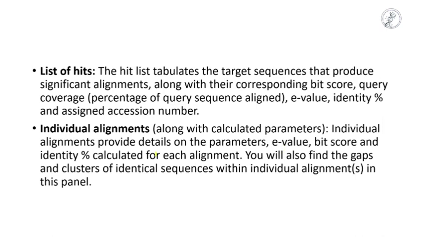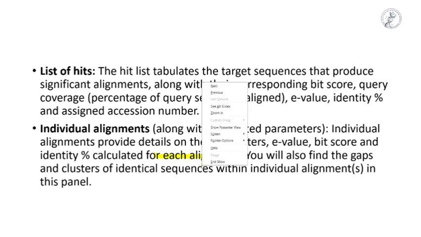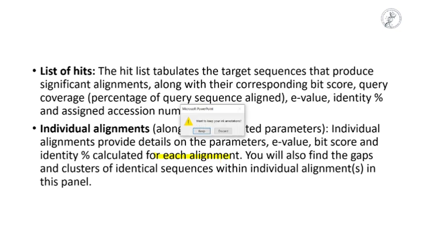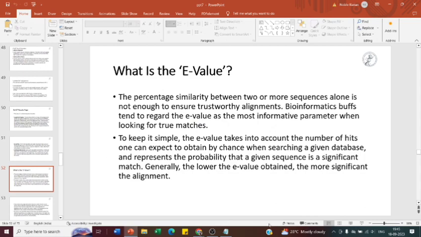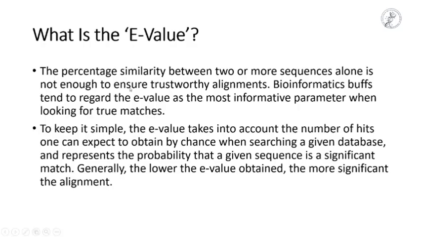E value, bit score, and percent identity can be calculated for each alignment, and you will also find gaps and clusters of identical sequence within the individual alignments in the panel. You can see the gaps or anything between the sequences. I think we are not seeing anything in our case. And then the important thing is the E value.